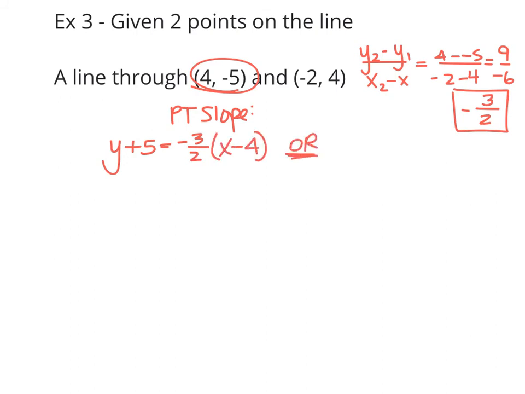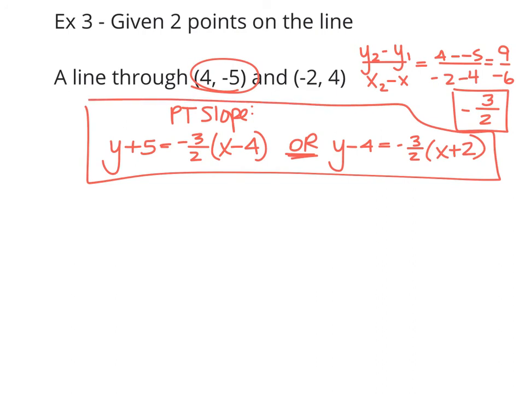Or I can write another equation, which will simplify to the same thing. I mean, you could work that out if you don't believe me. But the other option is using this other point, y minus 4 equals negative 3 over 2 x plus 2. All right, both of those are point-slope form for the same line. So again, we can practice doing slope-intercept form, and we can practice doing standard form.